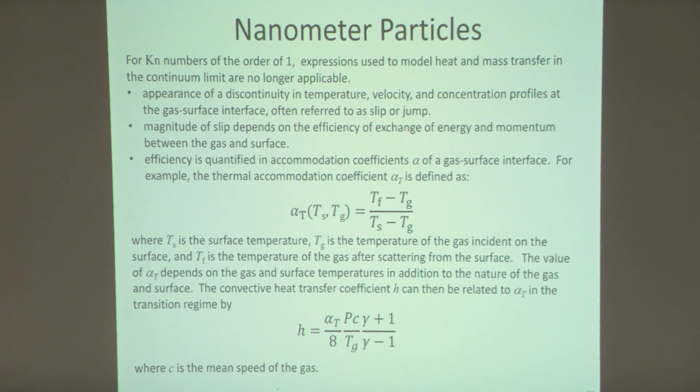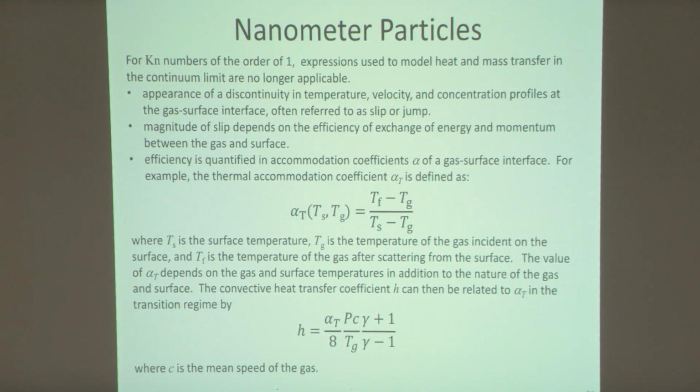are no longer applicable. Appearance of a discontinuity in temperature, velocity, and concentration profiles at the gas surface interface is often referred to as a slip or jump condition. The magnitude of the slip depends on the efficiency of the exchange of energy and momentum between the gas and the surface. The efficiency is quantified in terms of accommodation coefficients, alpha here, of a gas surface interface.